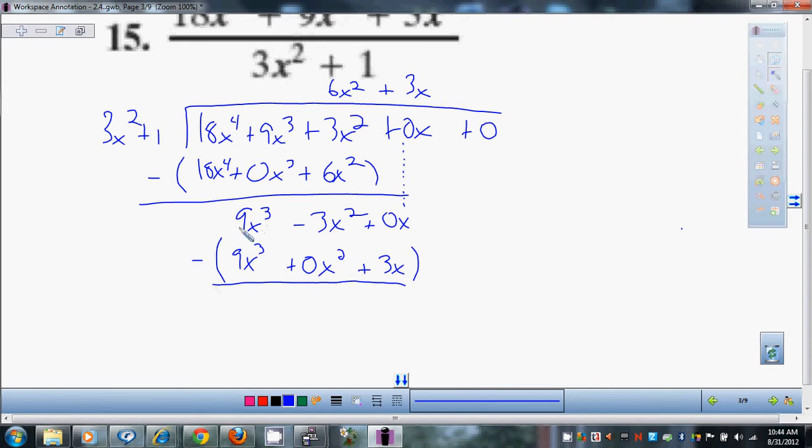Here we go. 9x cubed minus 9x cubed is a happy face. Negative 3x squared minus 0x squared is still negative 3x squared. 0 minus 3x is minus 3x. And repeat the process. Negative 3x squared divided by 3x squared. Negative 1.